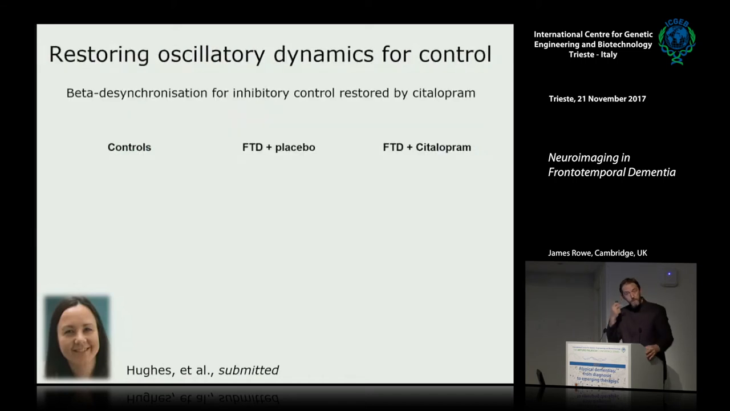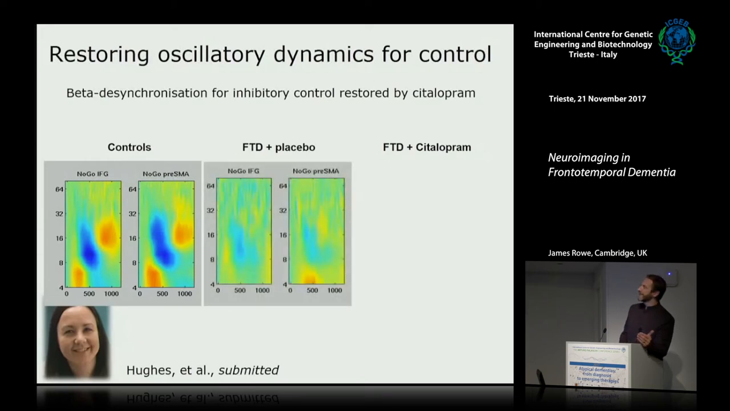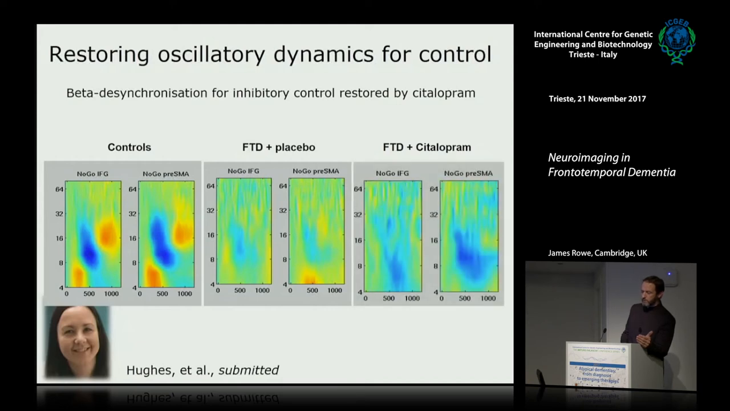And we combine that with a pharmacological study. Again, this is a randomised placebo-controlled double-blinded MEG study in behavioural variant FTD. We show that in the two critical areas for response inhibition, this frontal region and the pre-SMA, nice consistent beta desynchronization and resynchronization, absent to all intents and purposes in the patients on placebo, but restored on citalopram. So this is an electrophysiological signature of that inhibitory system in an experimental medicines context study, greatly facilitated by the use of the imaging method.